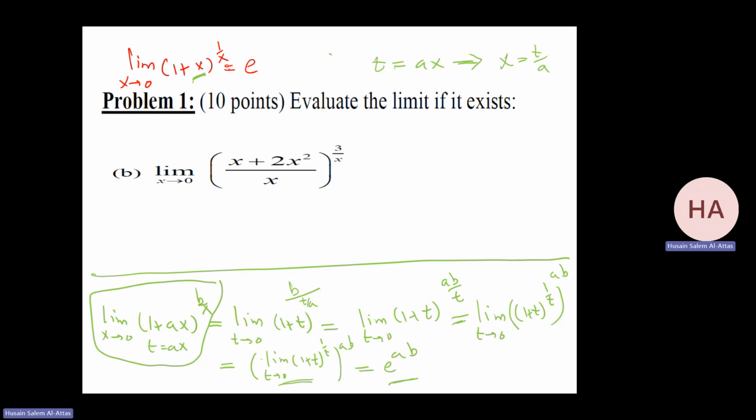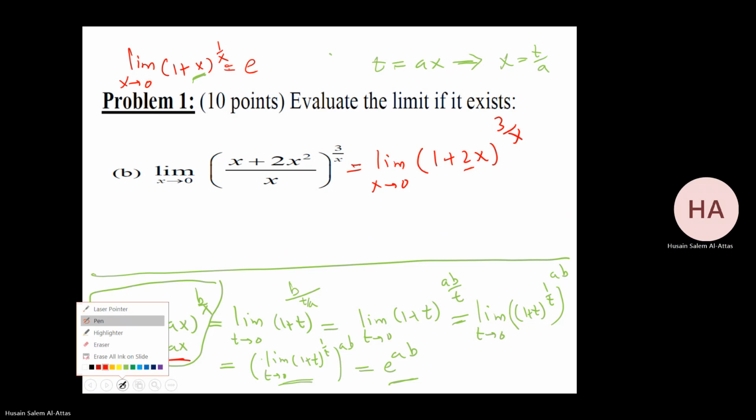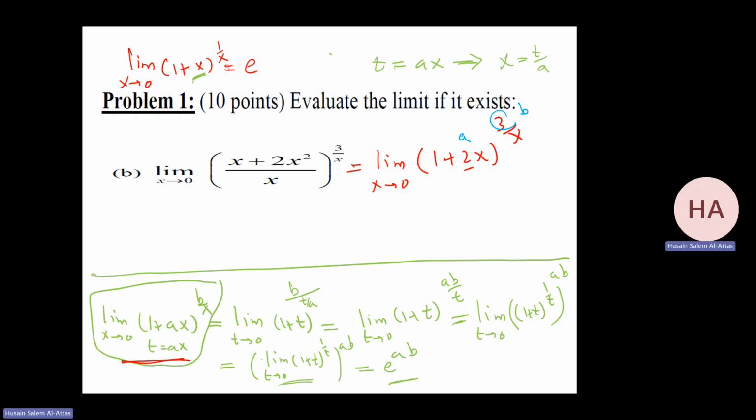So now let me simplify this one. This will be limit as x goes to 0. You can distribute this, that will be 1 plus 2x to the power 3x. So if you look, it is the same thing where this is a, and this is b. So my answer will be e to the power 2 times 3, which is e to the power 6.